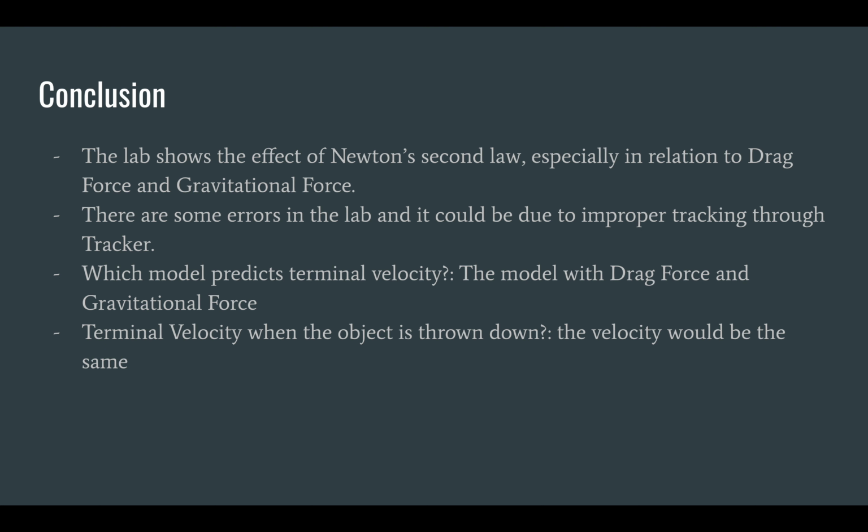Now, to answer a few questions: which model predicts terminal velocity? It would be drag force and gravitational force both, because terminal velocity is reached when the drag force and the gravitational force equal each other, causing no acceleration and constant velocity. What is the terminal velocity when the object is thrown downward? The velocity would still be the same, because, again, the drag force and the gravitational force oppose each other at terminal velocity and create an acceleration equal to 0.